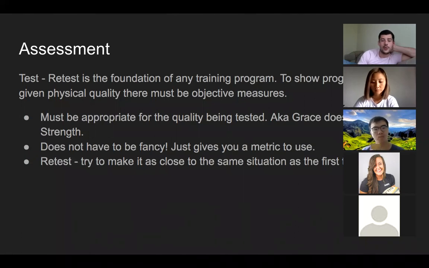It doesn't have to be something super fancy. It can be anything, as long as you've got that objective measure, something you can test and then retest at the end. The important thing to remember for your retest is to try to make the situation you do it in as close to the first test as possible. It doesn't have to be exactly on a set date. For example, if you do your first test and then 6 weeks down the line, in your last week, you've had a terrible week at work and you haven't slept at all, then doing your retest is not going to be a very valid measure of your improvement. So just bear that in mind when you do that assessment.